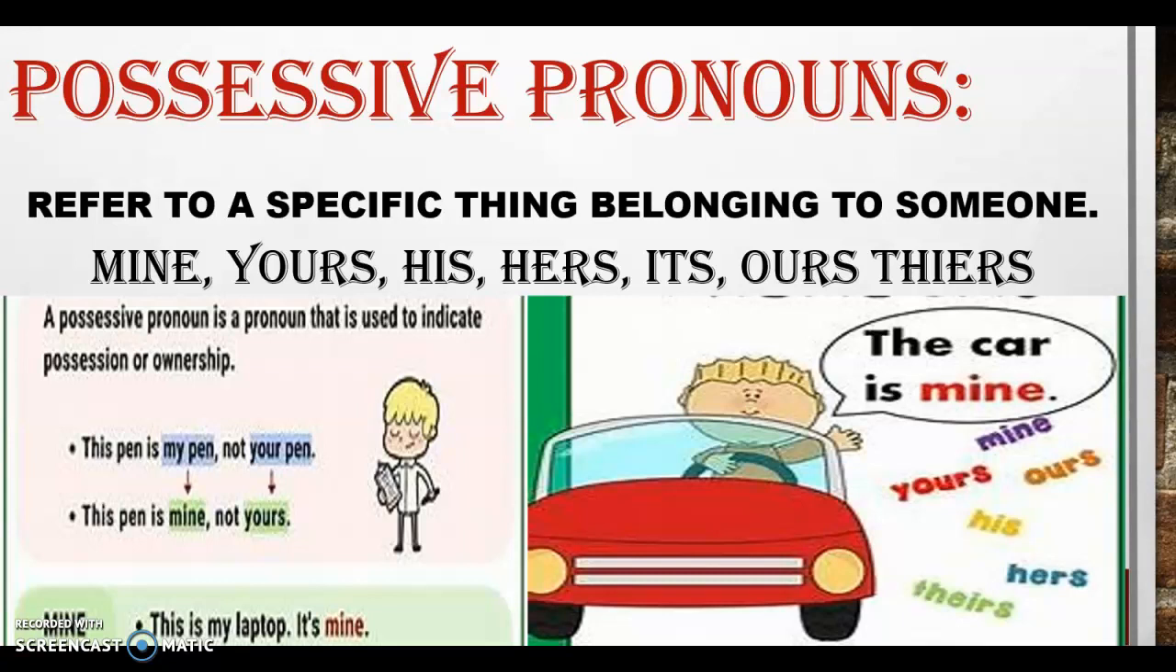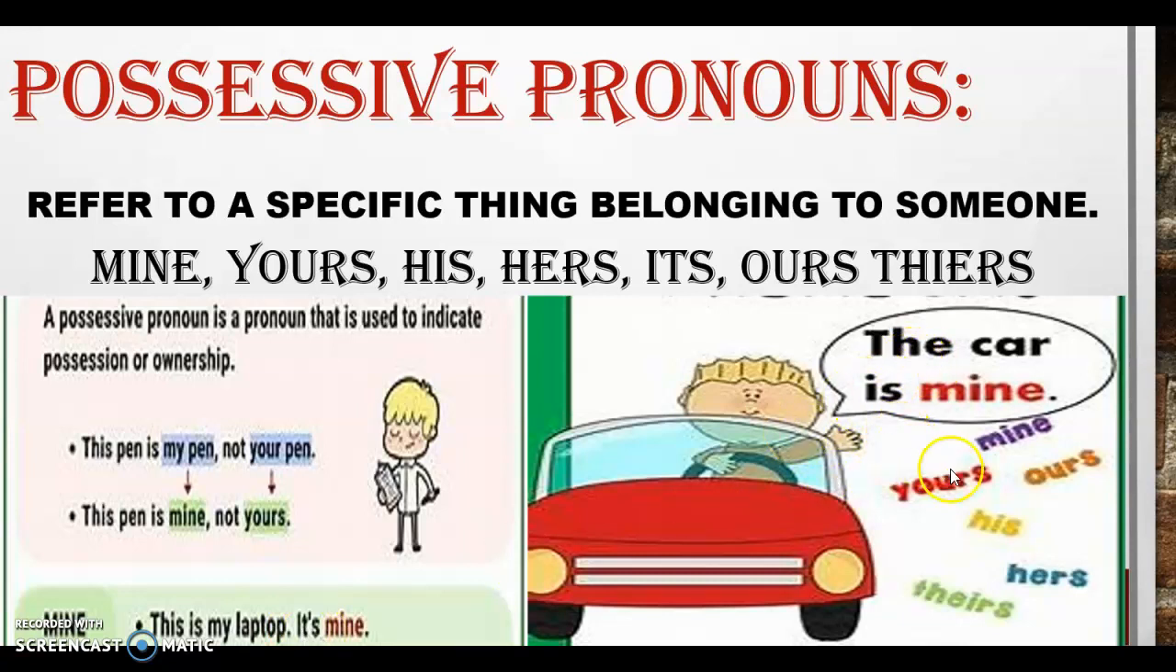Owner, like I said, owner. I am the owner. See this example. This pen is my pen, not your pen. See? Possessive adjectives and possessive pronouns. This pen is mine. Possessive pronouns. Not yours. See? Mine and not yours. Okay, this is my laptop. It's mine. That belongs to me.